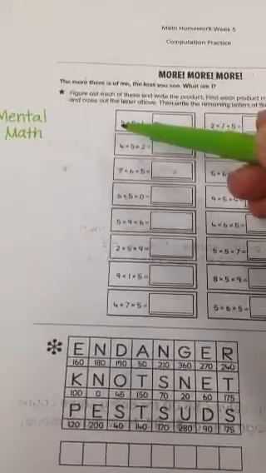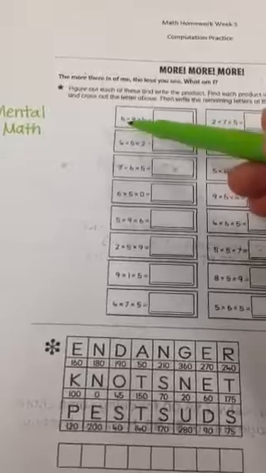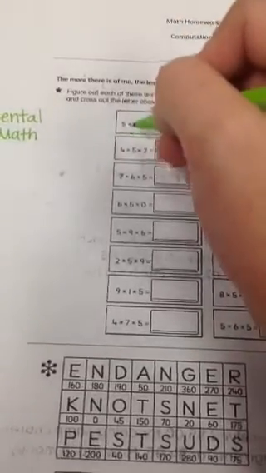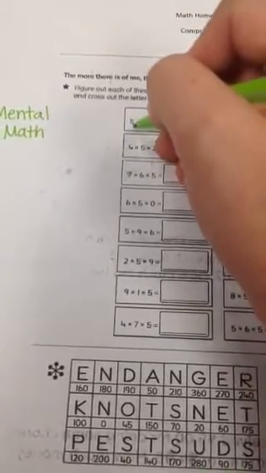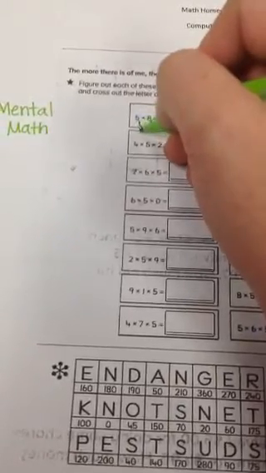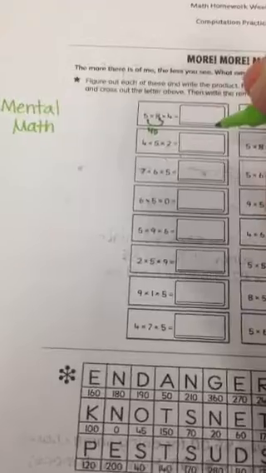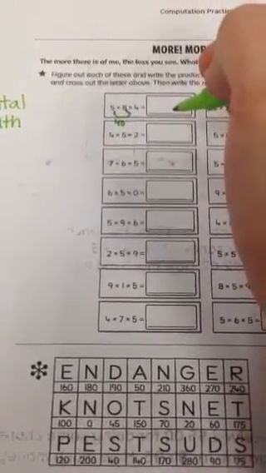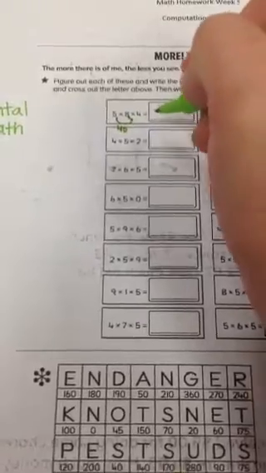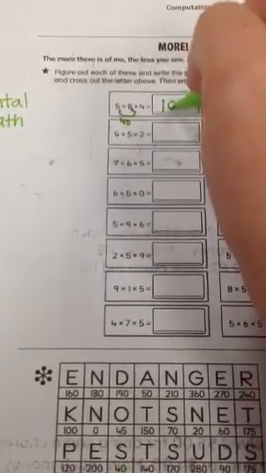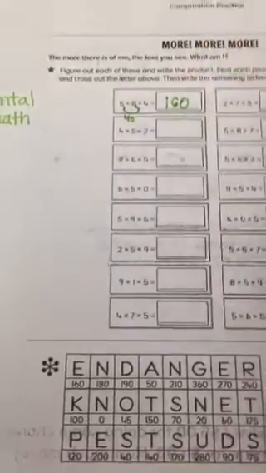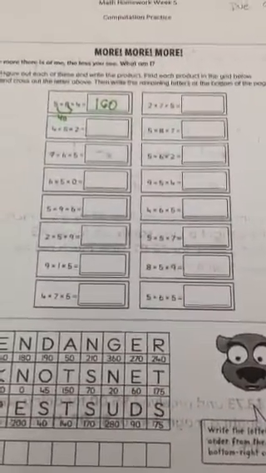So you might do 5 times 8, which is 40. So I'll go ahead and write that down. And so then you would do 40 times 4, and you should be able to do that mentally. It's like multiplying 4 times 4. So 4 times 4 is 16, then 40 times 4 is 160. Okay, so you're going to do that on all of those problems.